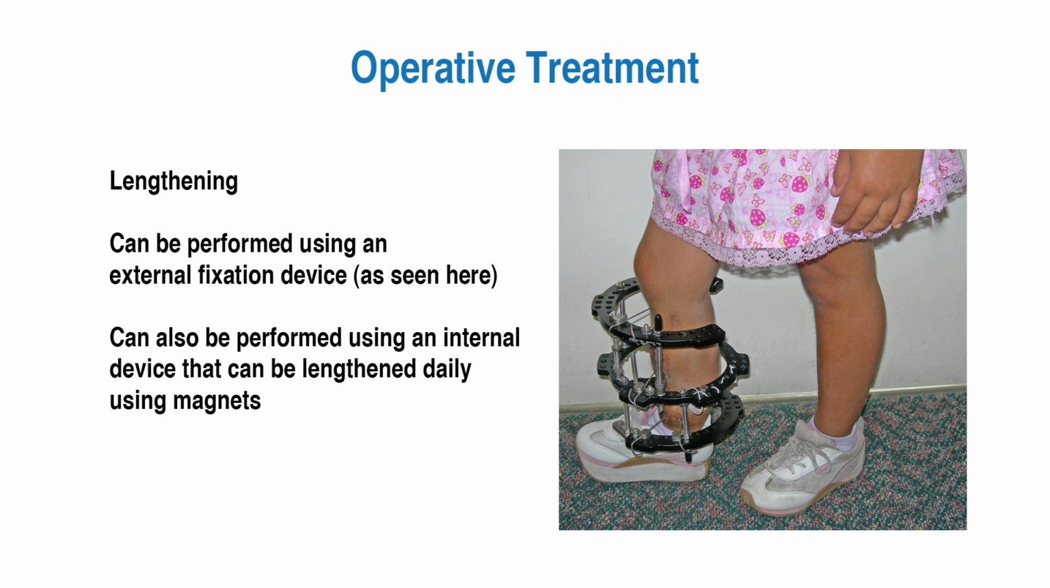Lengthening of the short side is reserved for patients that have leg length discrepancies that are going to reach approximately 5 centimeters or more. This is becoming more common with safer techniques becoming available, and in some cases is performed for discrepancies that are between 2 to 3 centimeters.